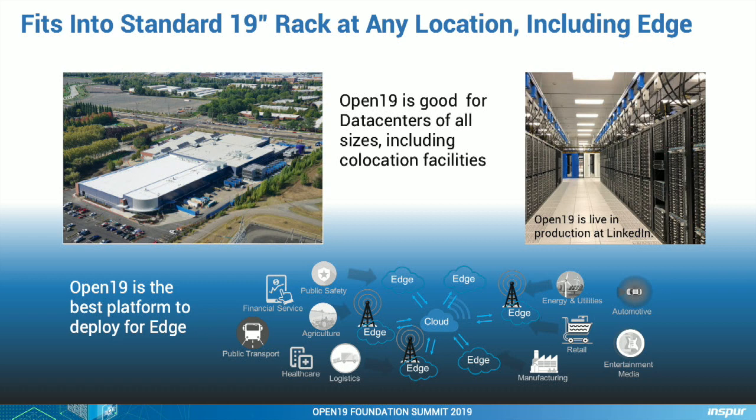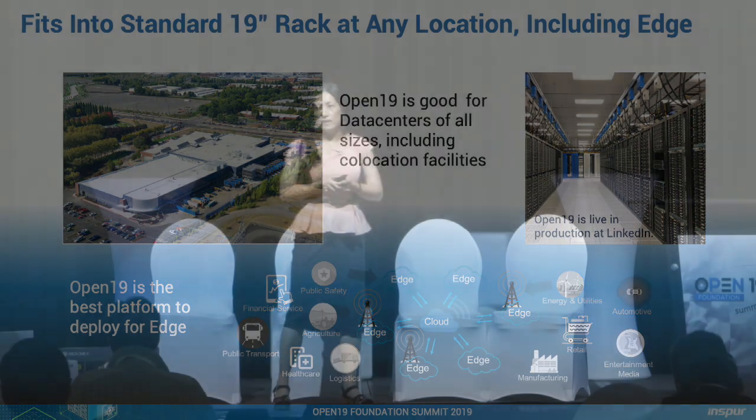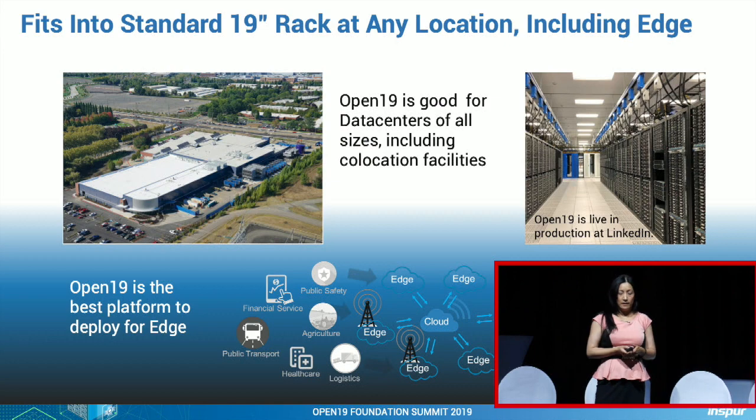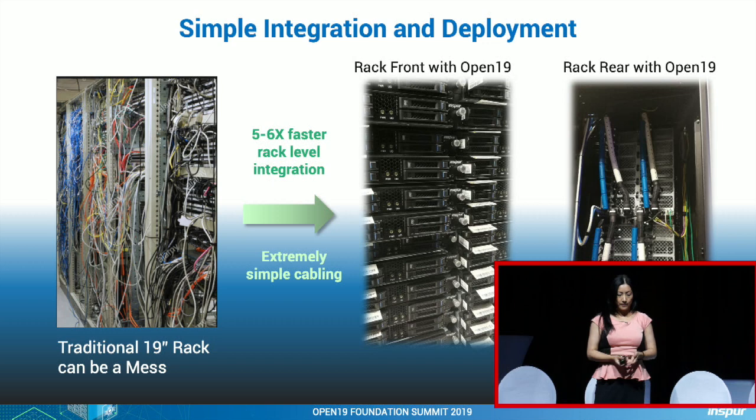And you saw from Brian's presentation prior how difficult and challenging edge locations are. You don't have all these beautiful data centers, cooled by air conditioning and nicely laid out. You have challenging server rooms and challenging environments to deal with. So the best way to deal with it is to deploy Open19 and spend 1 hour instead of 1 day to deploy a rack. So let's take a look at how the simple integration and deployment can be done with Open19.